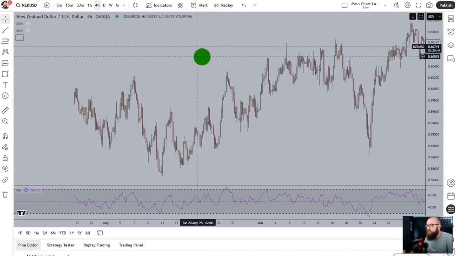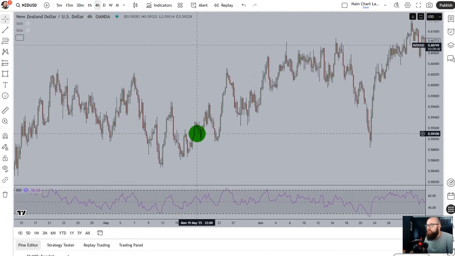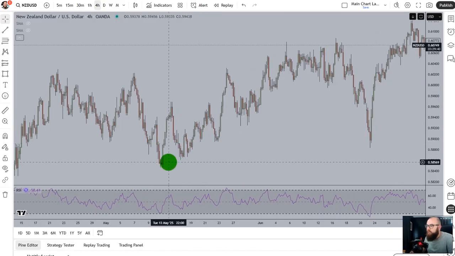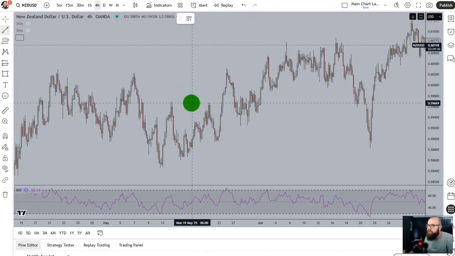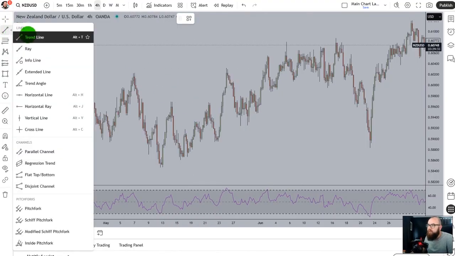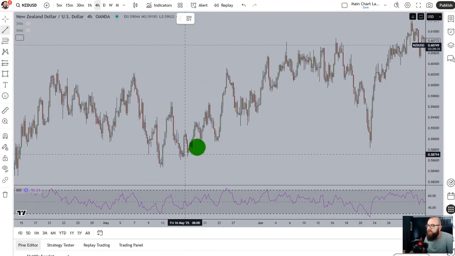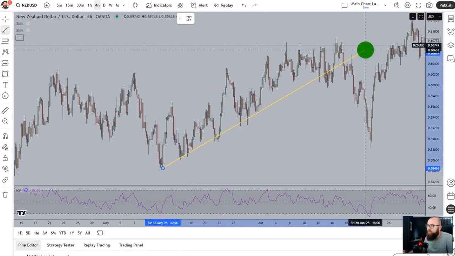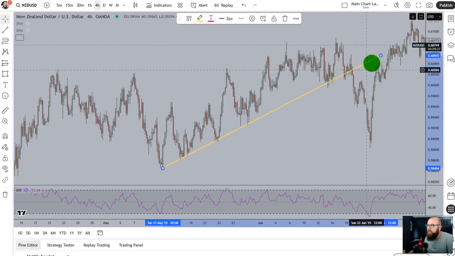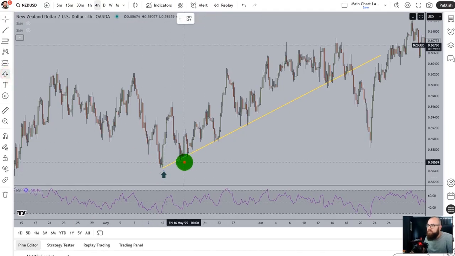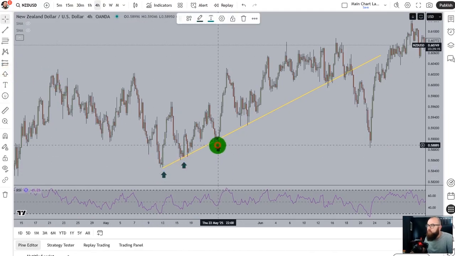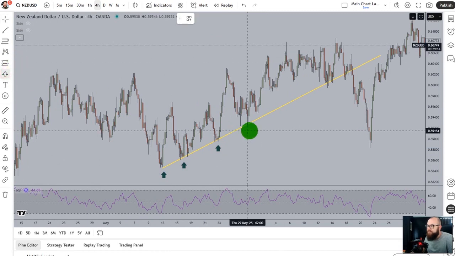Let me just scan through the charts. So here on the 4-hour time frame, you can see there was an uptrend here, price was coming up. If I get my diagonal line, trend line, and just connect all these lows, you'll see that I have a nice clear diagonal support. Every time price reaches this diagonal support, this trend support, it reverses.